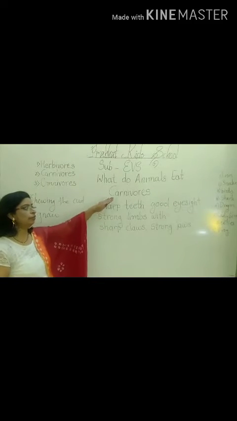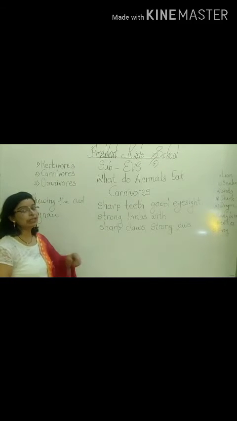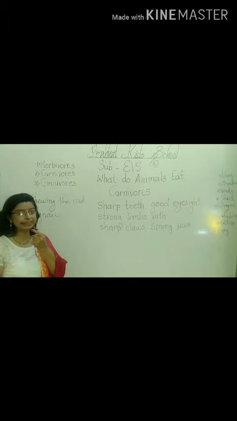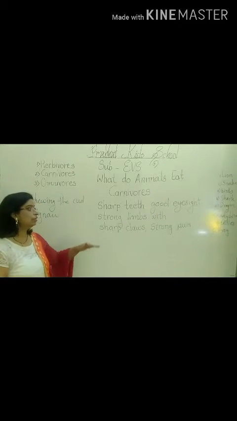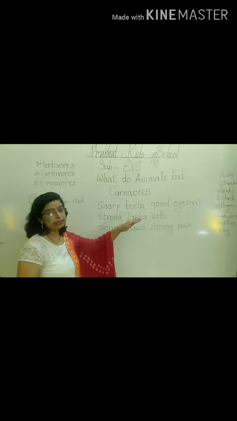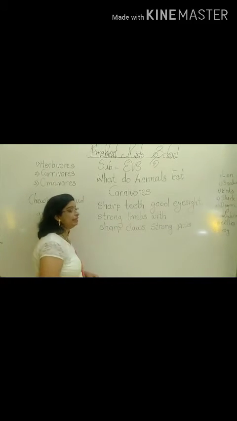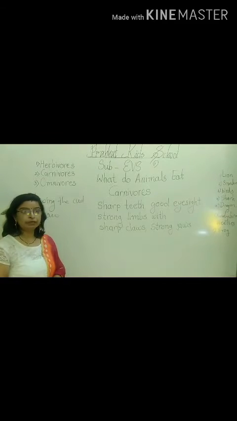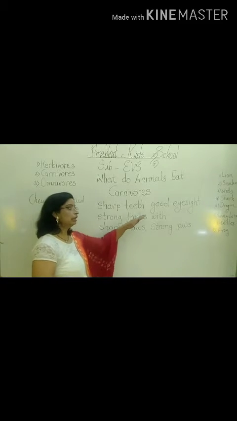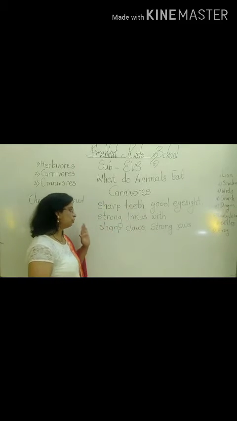Now see, carnivorous animals have sharp teeth. Why? To tear the flesh, because they kill other animals and eat their flesh. That's why their teeth are sharp, to tear the flesh. Their eyesight is good. Why? Because they run after the prey and catch the prey. So that's why their eyesight is very good.